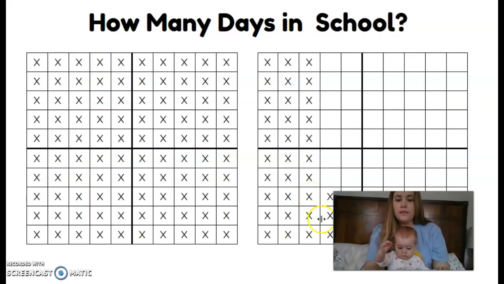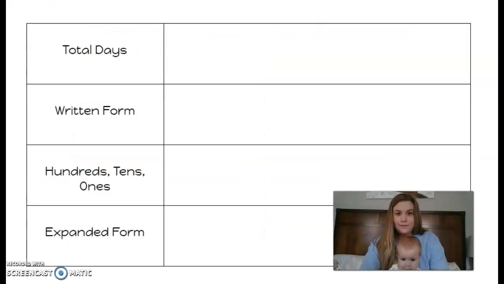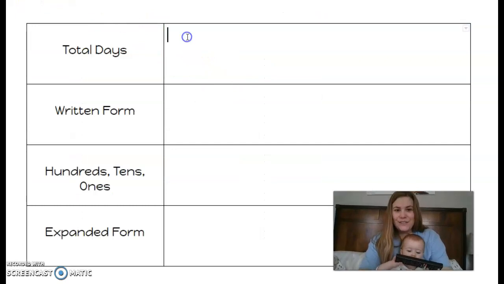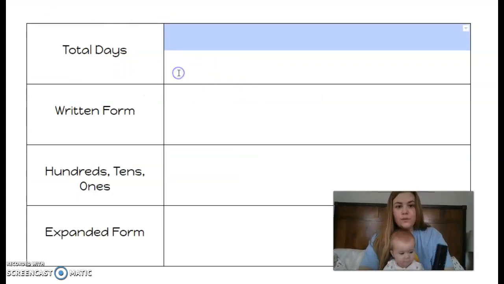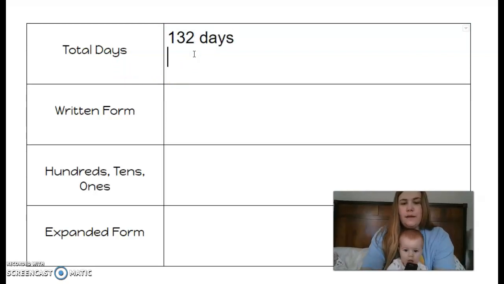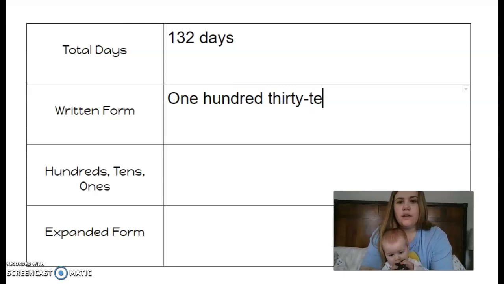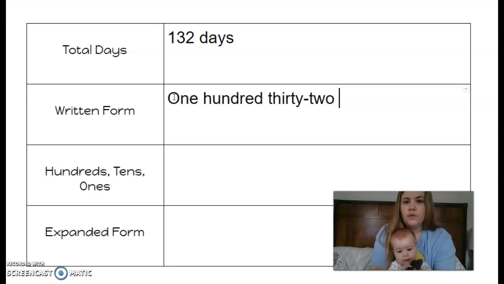And now we count by 1s. 131, 132, 133. So we know that today is 132 days. So let's write that. We have 132 days. And my equation is going to be in the expanded form. So you'll see it when we get down there. Written form, it is 132 days.